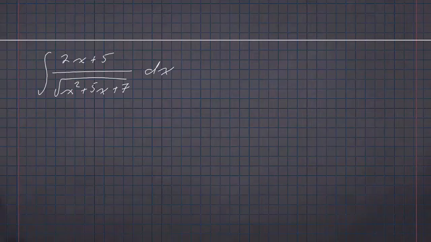Solving this problem is more of an art than a science, but it's well within reach. The most complicated thing in this expression is that square root. If I can do something with that square root, I'm going to be very happy. So that's where I'm going to focus my energy. I'm going to let u be the stuff under the square root, x squared plus 5x plus 7.